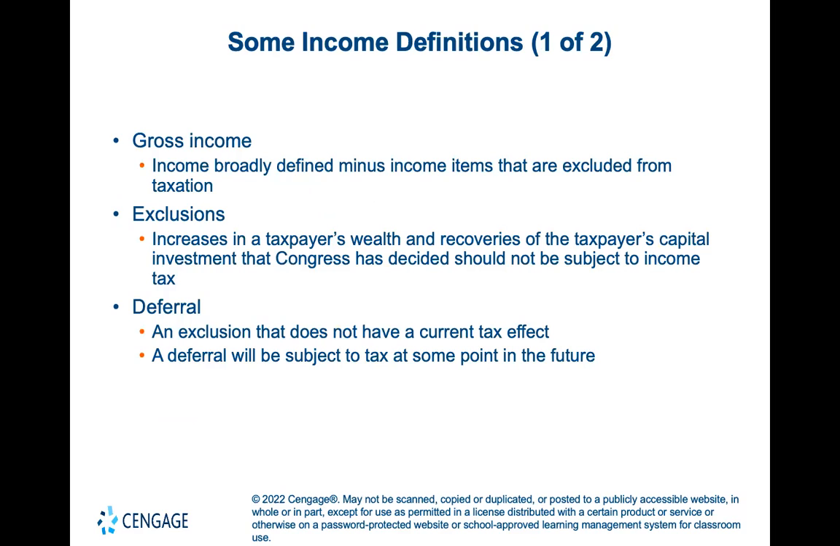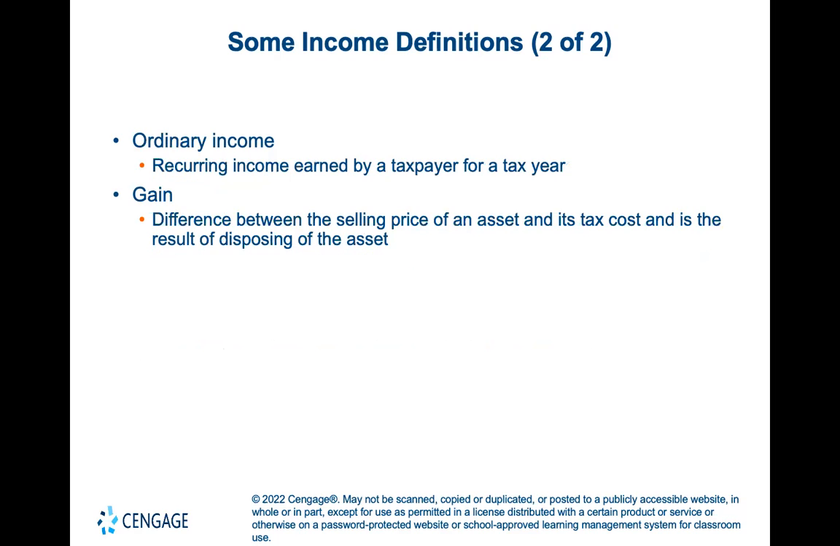So some income definitions: gross income is income broadly defined minus income items that are excluded from taxation. Exclusions are increases in a taxpayer's wealth and recoveries of the taxpayer's capital investments that Congress has decided not to be subject to income tax. Okay. A deferral and exclusion does not have a current tax effect. And then a deferral will be subject to tax at some point in the future. Okay, so those are deferrals, exclusions, and of course, your gross income.